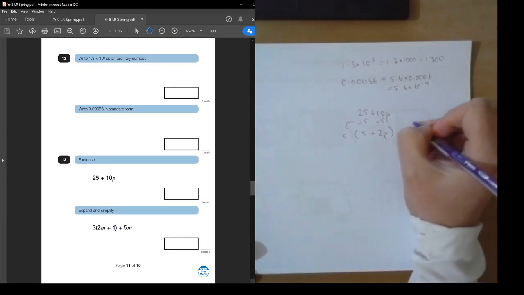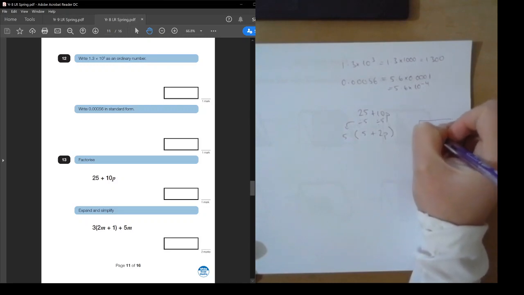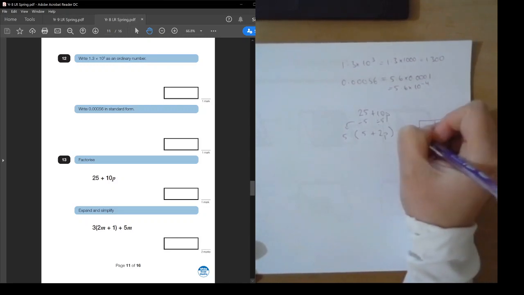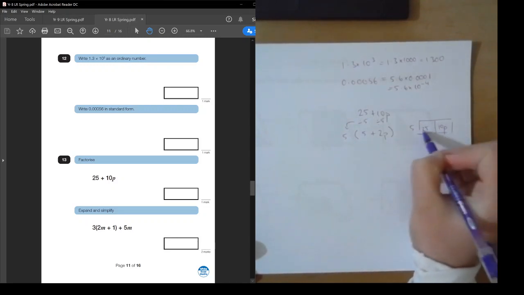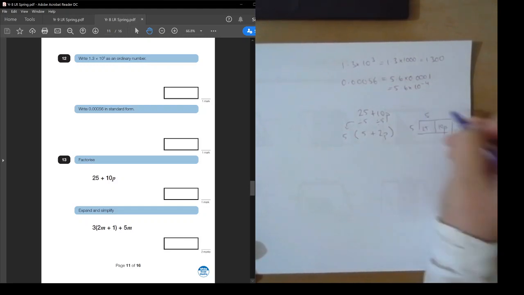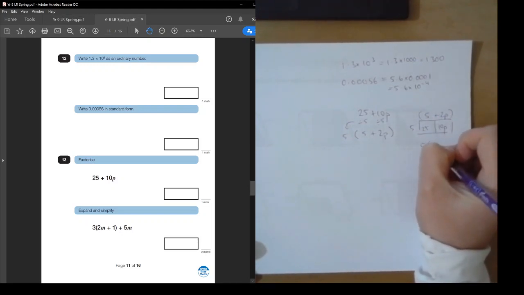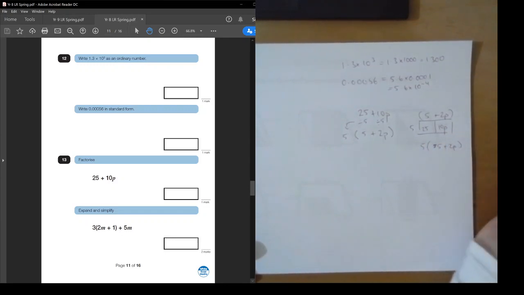If you can't do this technique, you've already got the grid technique, which quite a few of you are also using. We're saying what factor is common? Got the 5. So 5 times something is 25, which is 5. 5 times something is 10p, which is 2p. And then you've got exactly the same thing: 5 times 5 plus 2p.